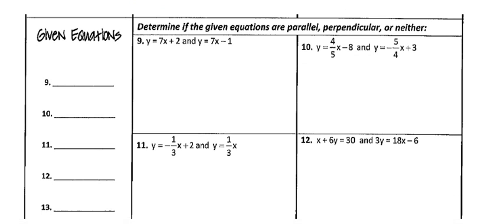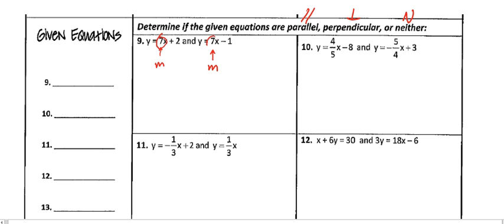Let's say we're given some equations. And the same thing, we're going to determine if they're parallel, perpendicular, or I guess neither. I'll use an N for neither. Well, number 9, these are already in y equals mx plus b, so I see an m there, an m there. Remember, m represents the slope. These are the same, aren't they? So, parallel.